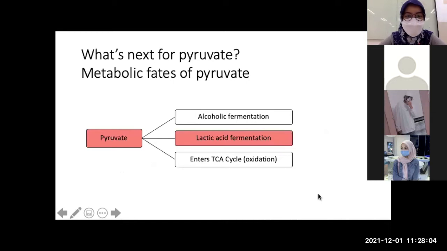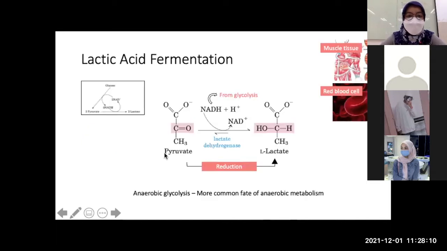Alright. So pyruvate can also undergo lactic acid fermentation. So if alcoholic fermentation is in yeast and acetic acid bacteria, lactic acid fermentation can happen in the muscle tissue and also red blood cell. As I mentioned, this is during or after intense exercise, for example, when the oxygen level in our body drops. What catalyzes the formation of pyruvate into L-lactate is lactate dehydrogenase. And this process is a reduction process.